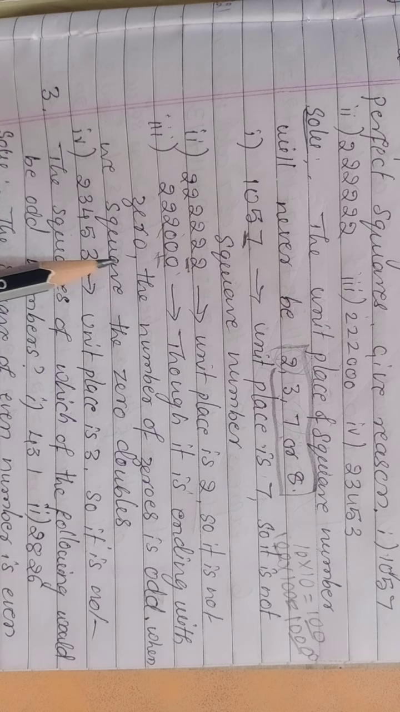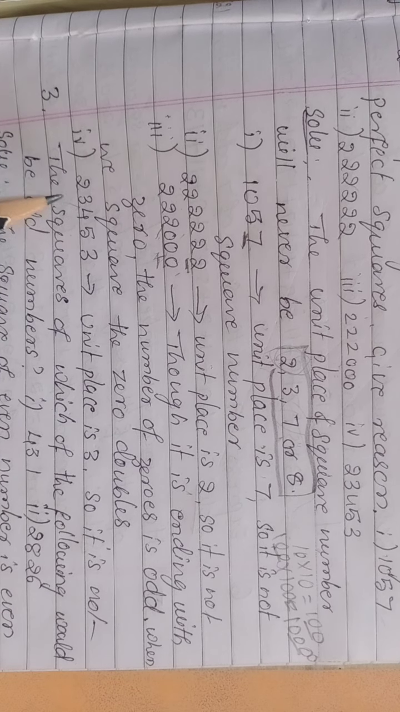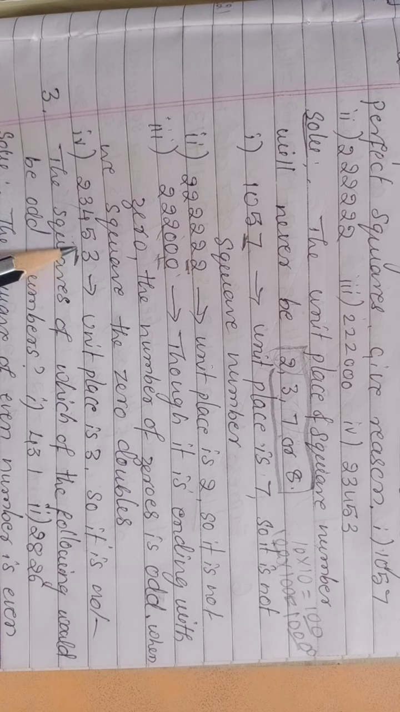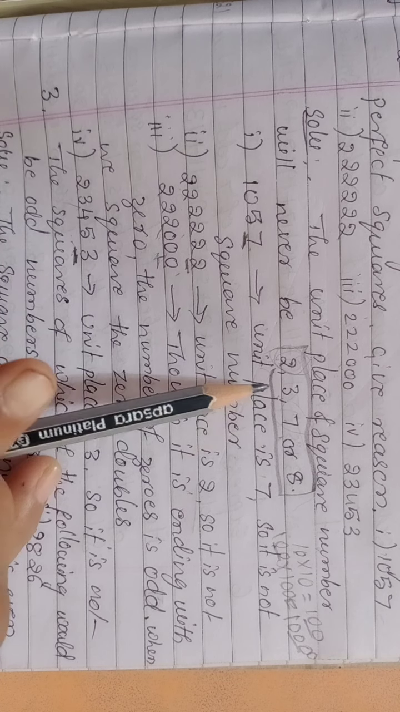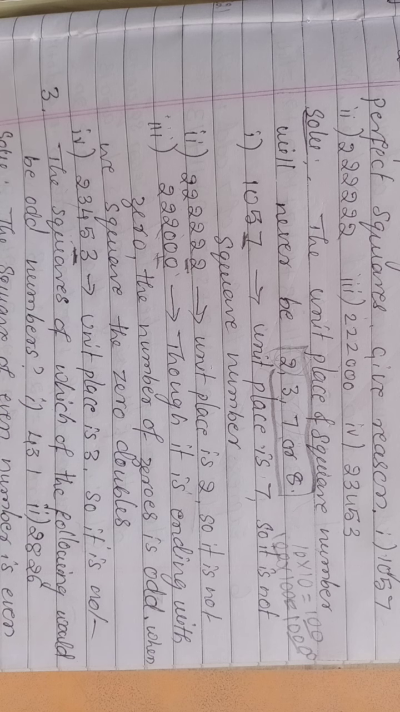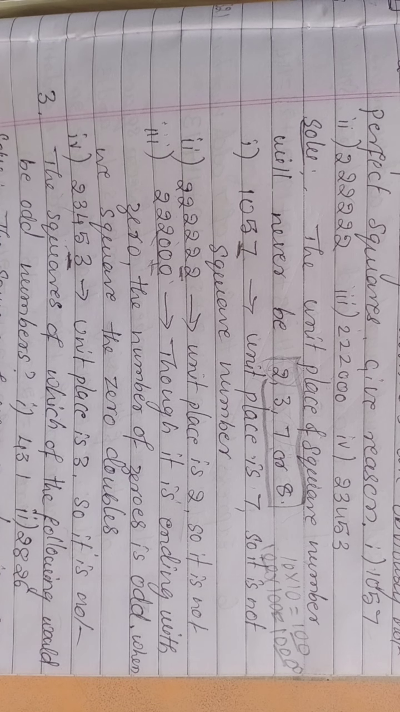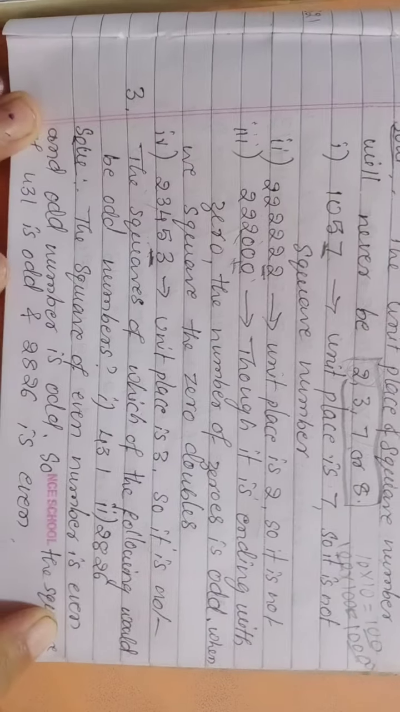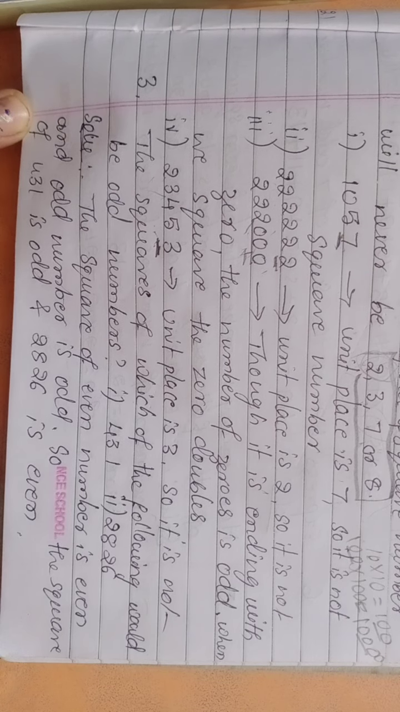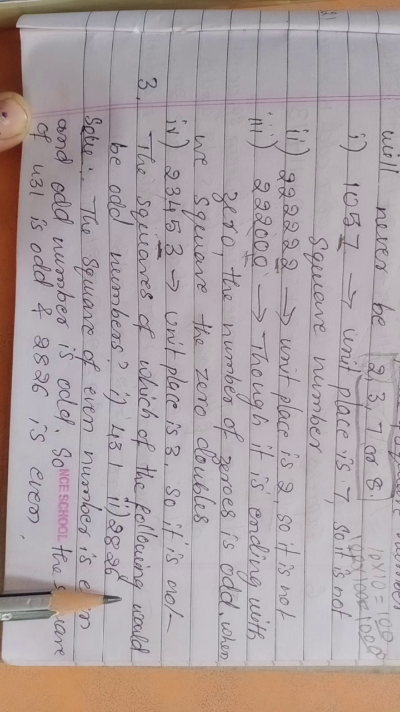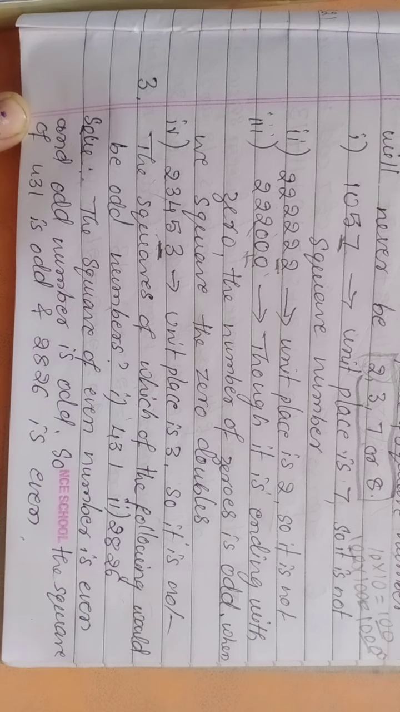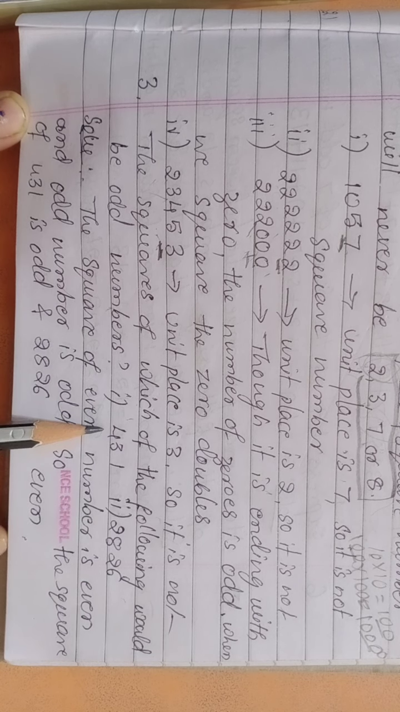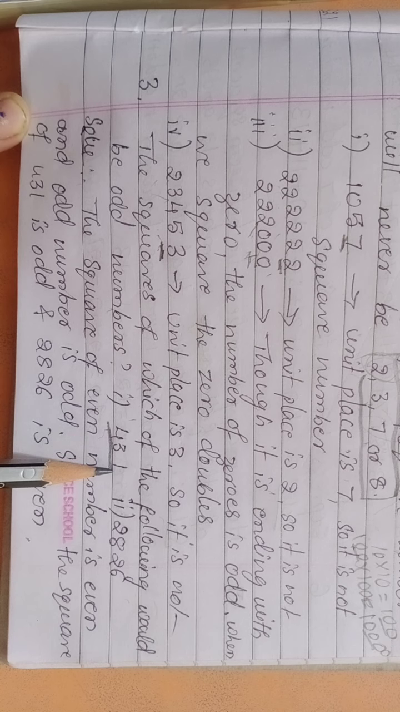Clear? So the next number is this one, 23,453. Check the unit place, 3. So 3 is in our list. That's why it is not a square number. Cleared? Okay. Next, we will move to the next problem of the exercise. The squares of which of the following would be odd numbers, they are asking. Okay. So here you have to check the given number. Its unit digit, whether it is even or odd, you have to check. 431. It is an odd number, isn't it?